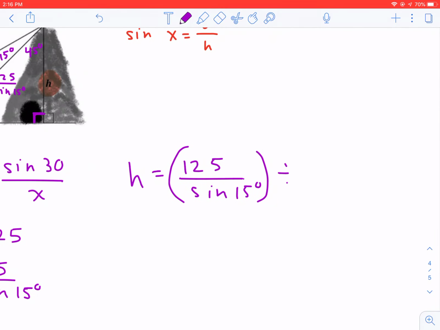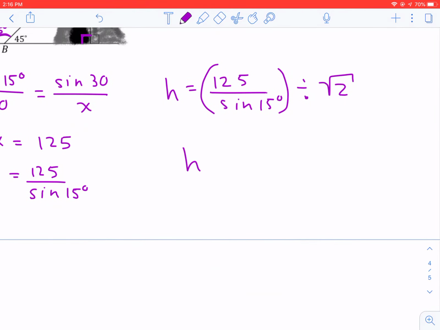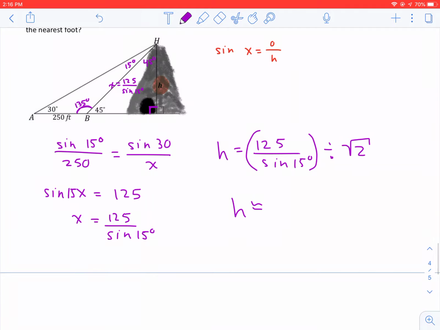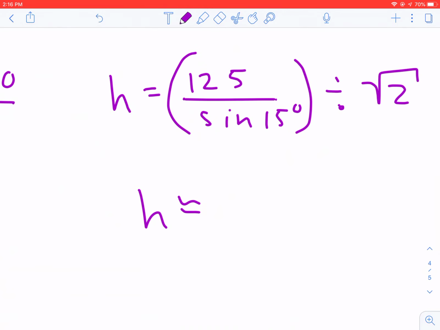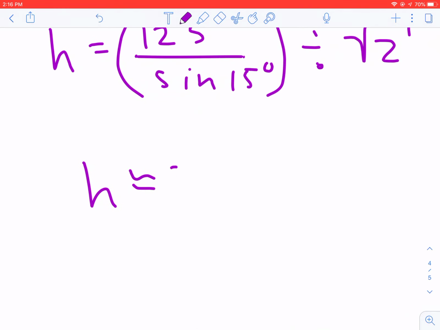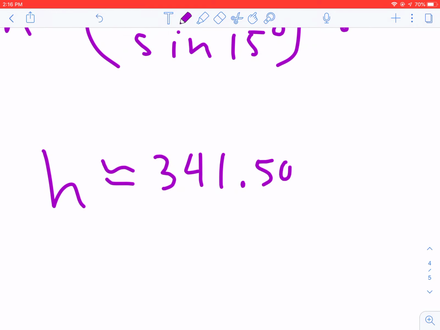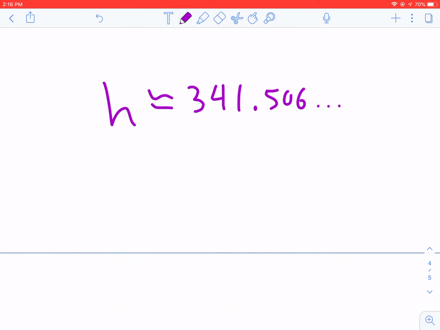Right, and let me just type that in real quick. This told us to round to the nearest foot. And so 125 divided by sine of 15 is around 482.963. Again, I'm just going to copy that answer in my calculator, divide by radical 2. Keep it as accurate as you can. I got 341.506 something. And this is the answer I want to round. The height is approximately 342 feet.